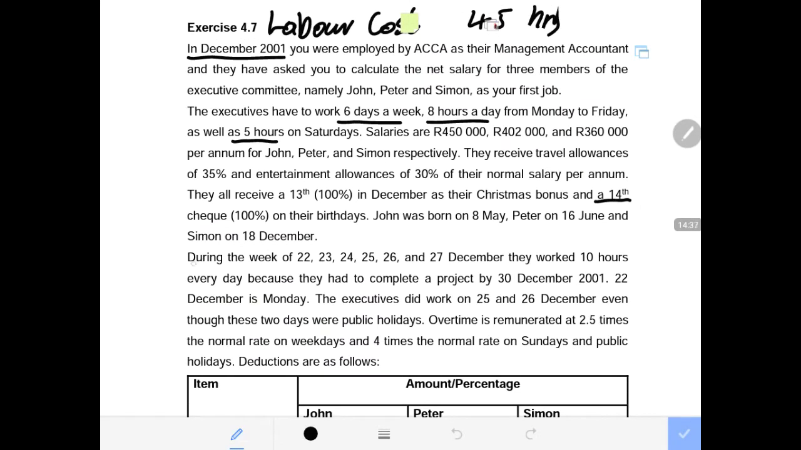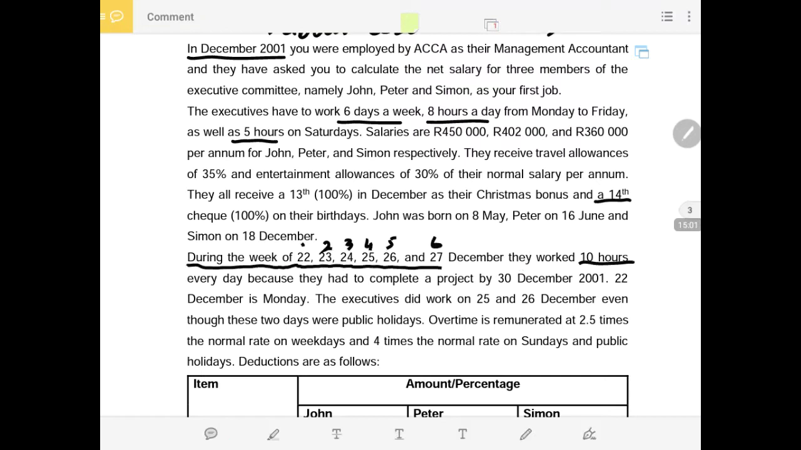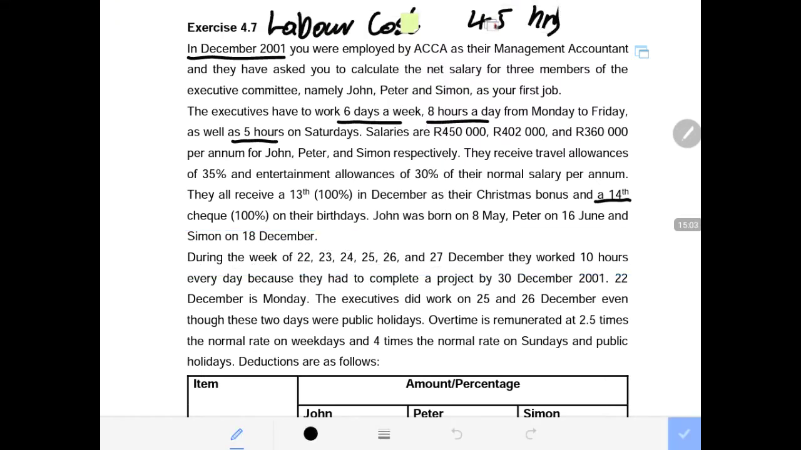The last paragraph says, during the week of 22, 23, 24, 25, 26, and 27, which is 1, 2, 3, 4, 5, 6 days, meaning from 22 to 27 of December, these directors worked 10 hours. Remember, how many hours are they supposed to work as normal hours? Their normal hours Monday to Friday is 8 hours a day. On Saturday, only 5 hours. But we can say that they worked 10 hours in all these days.